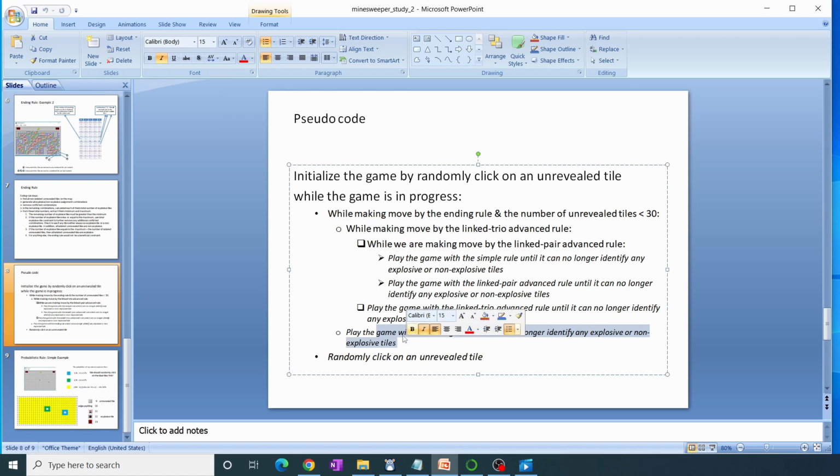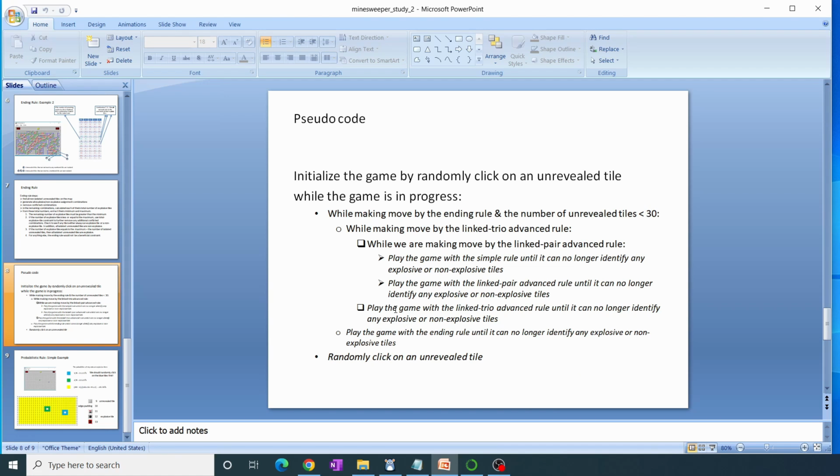Finally, if we cannot make any move with all the rules that we mentioned above, then we will just randomly click on an unrevealed tile. This process continues until either we beat the game or we lose the game. Okay, this concludes everything I want to explain. Now we can jump into the demonstration and see what the winning rate is after we implement this advanced rule and the ending rule.